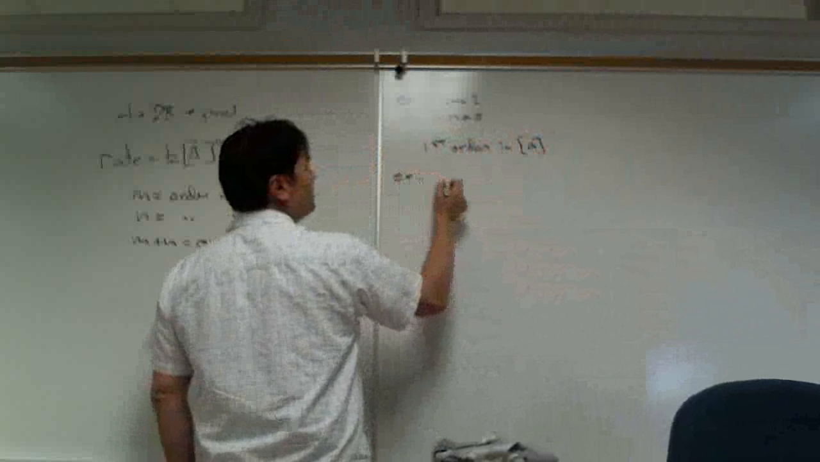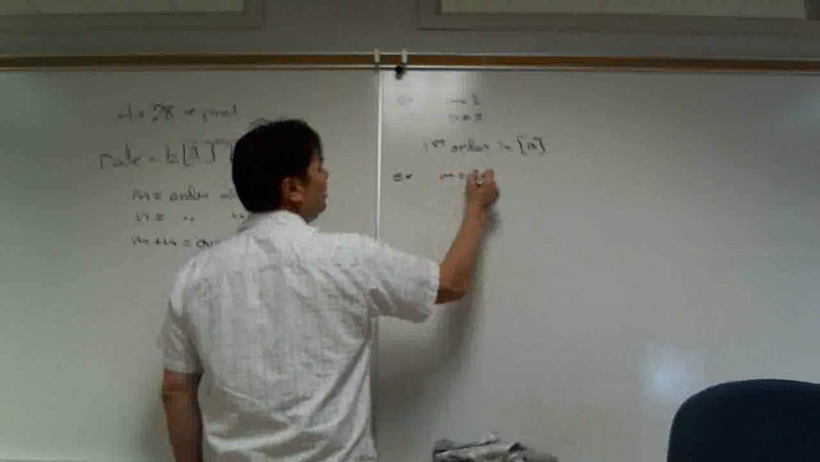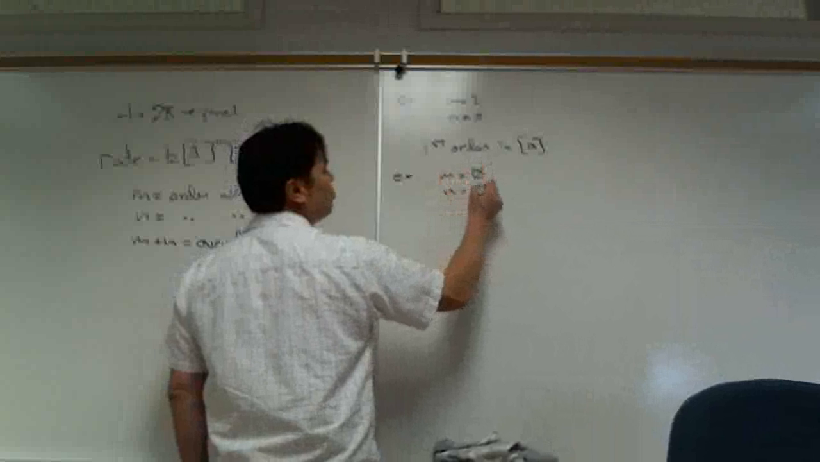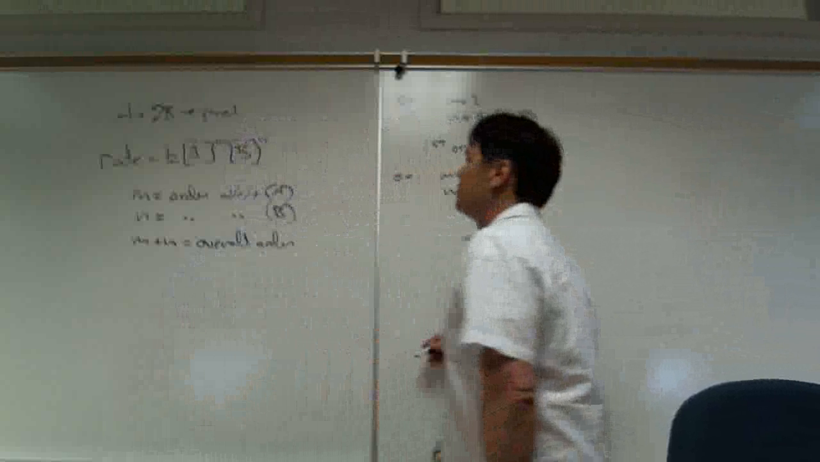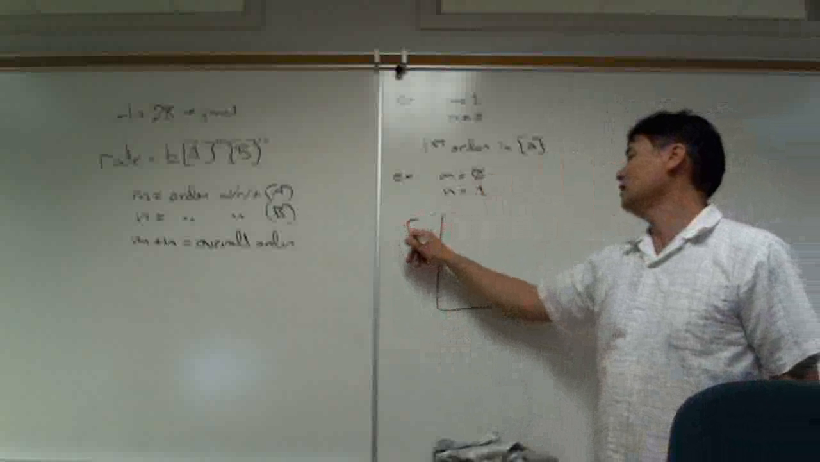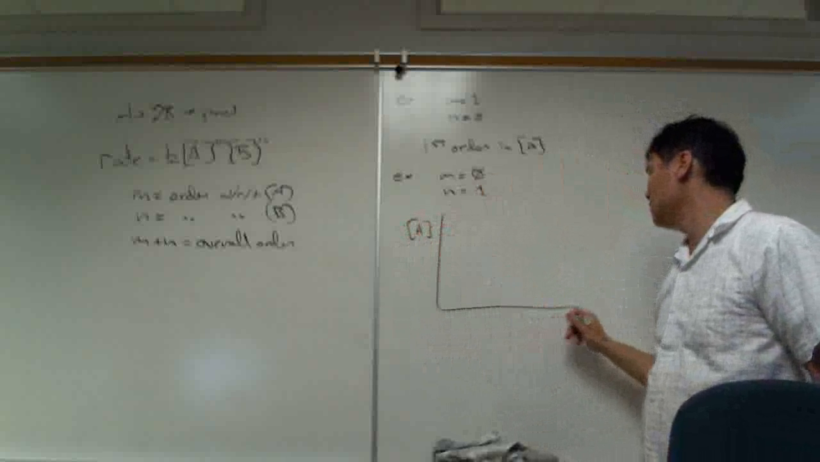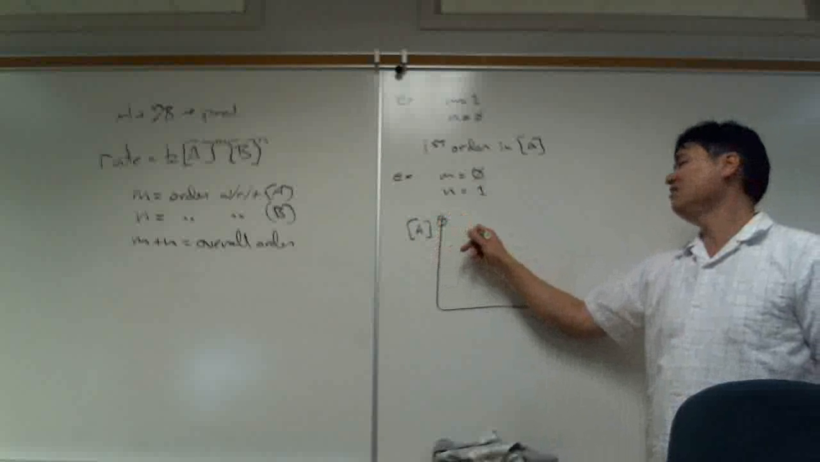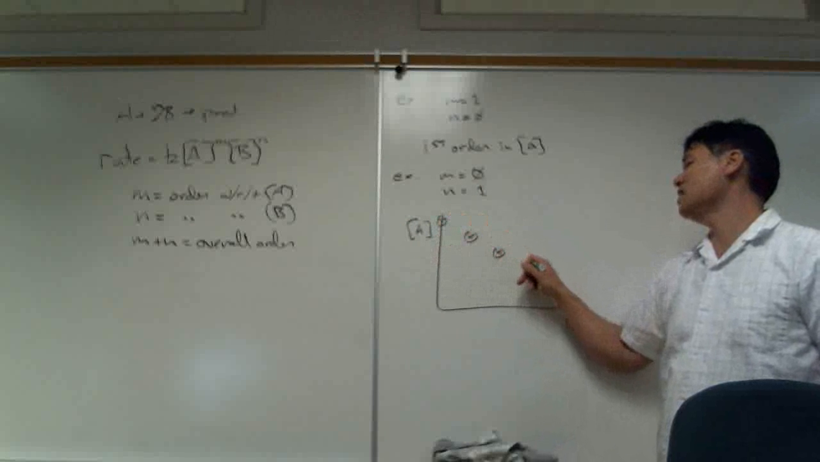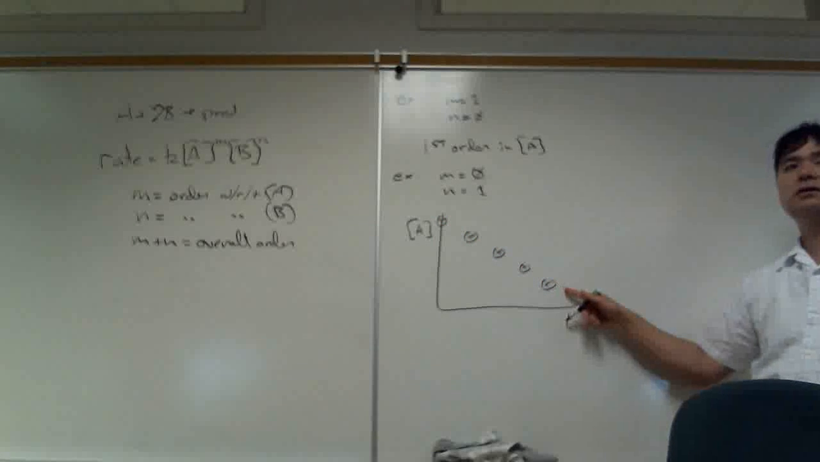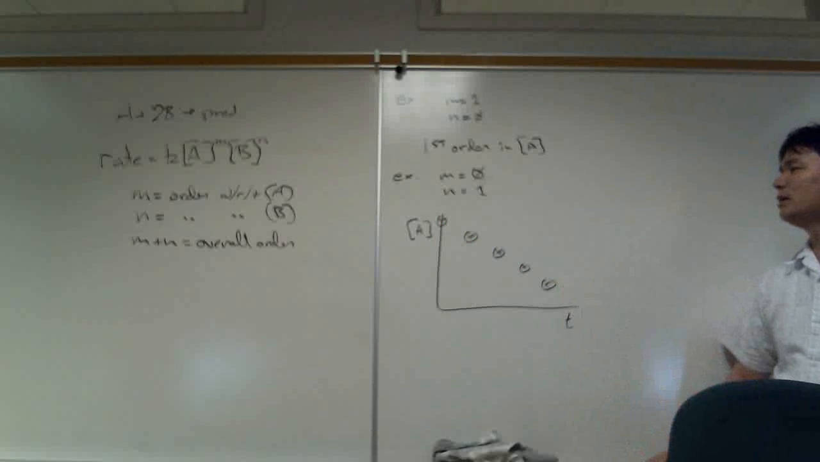But if we have this example, m equals 0 and n equals 1, then it's going to be zero order in A. And so if we plot it, it should look like this. What is zero order? Zero order is a straight line because as the concentration changes, it has no impact on the rate. The slope just stays constant. Right? And so we get a straight line.